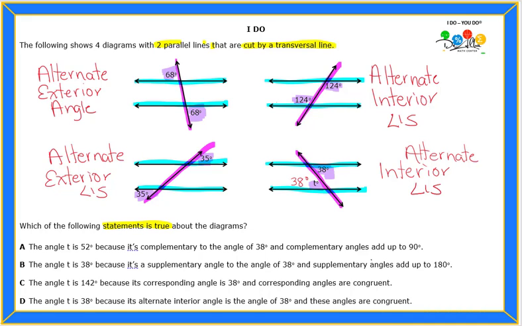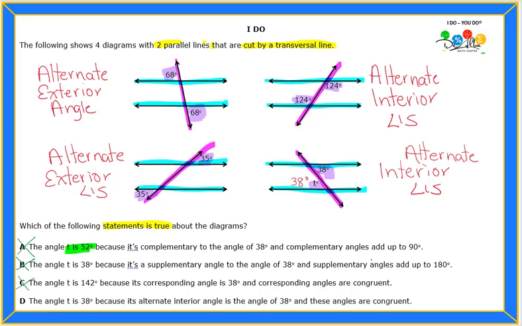It says letter A. The angle T is 52. Is that true? Nope, it's not 52, so this cannot be my answer. I know that it has to be 38, right? We said. Letter B. The angle T is 38 degrees. That is true because it's a supplementary angle to the angle of the, are we talking about supplementary angles here? No, right? We're not talking about supplementary angles, so no, that cannot be my answer. Letter C. The angle T is 142. No, we're not talking about 142, right?